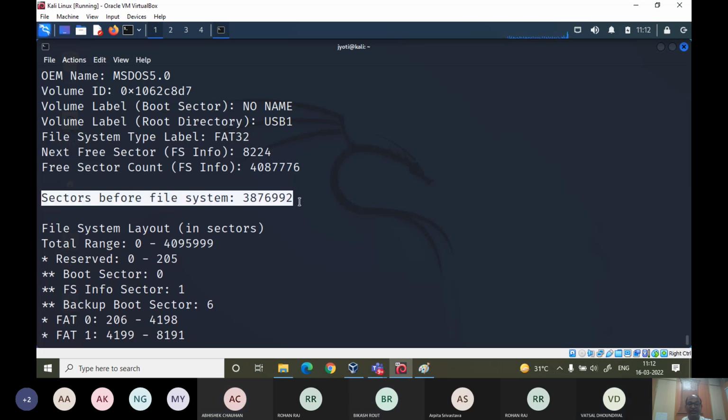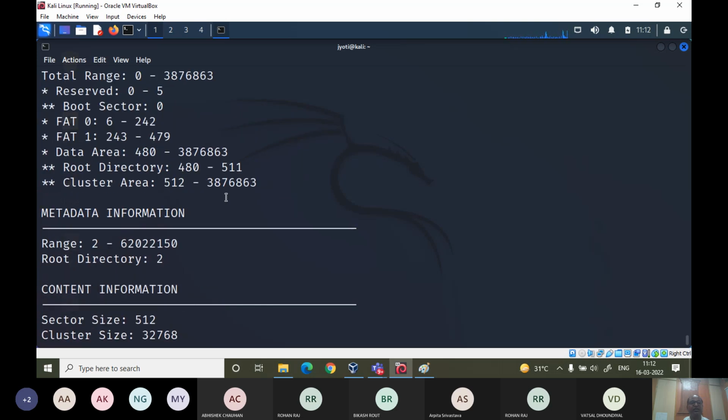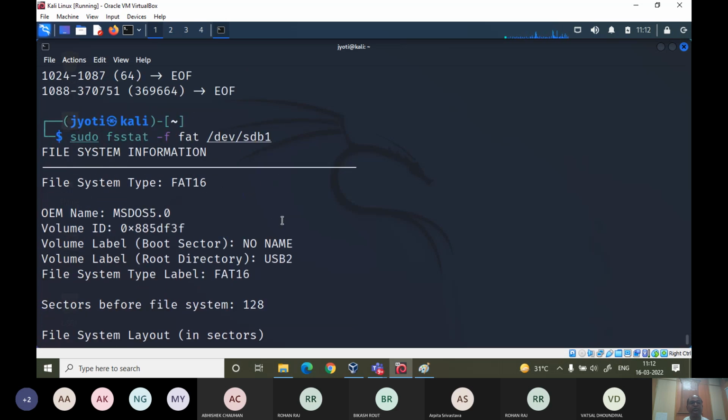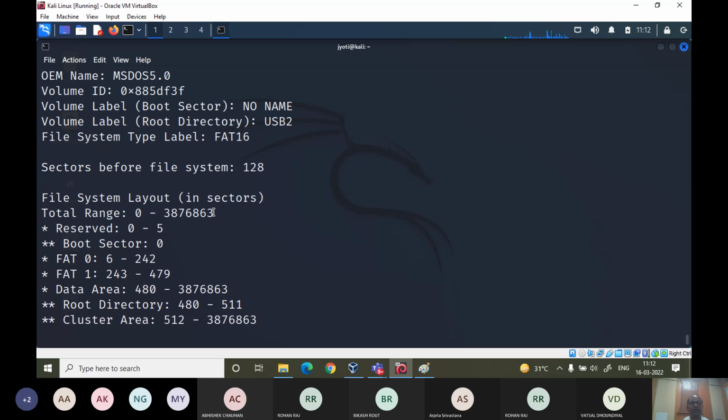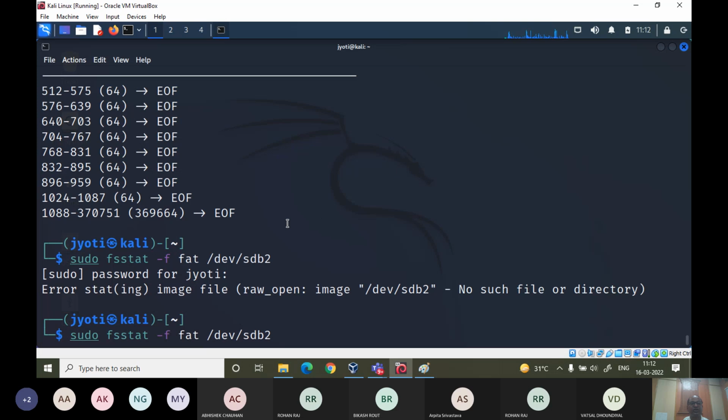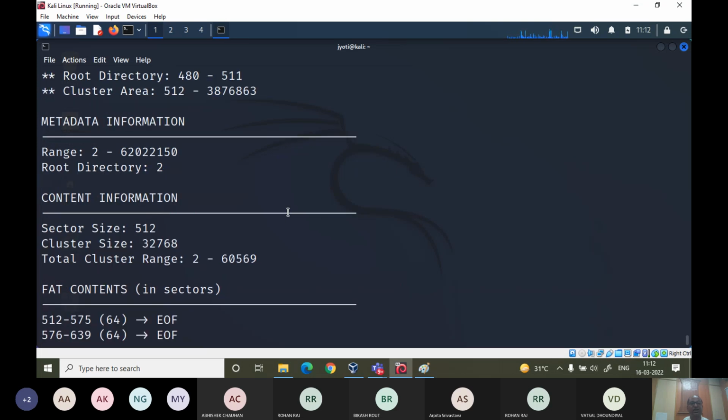Sectors before file system. So now you can understand that the same disk is used, and on that disk these are two partitions. If you recall, see where the first partition went. First partition was this one, no? It went up to 6863. So the next one will start from this area, 3876992. Here see, the last cluster area went up to sector 3876863.